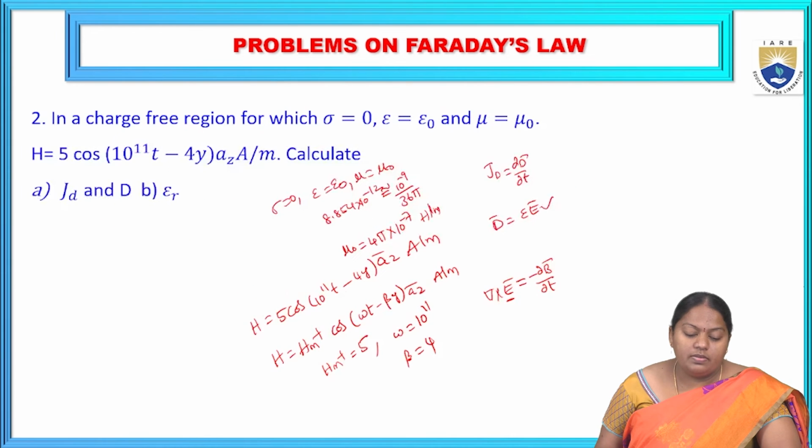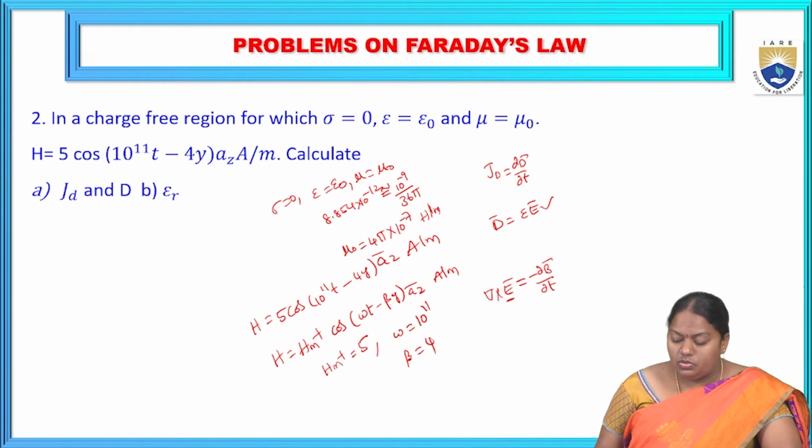So this is the way, from the given data in a charge free region, we will be assuming sigma equal to 0, epsilon equal to epsilon naught and mu equal to mu naught. Now the H is given as 5 cos 10 power 11 t minus 4 by az ampere per meter. Now from this, calculate the remaining values: displacement current density JD and electric flux density or electric displacement D.